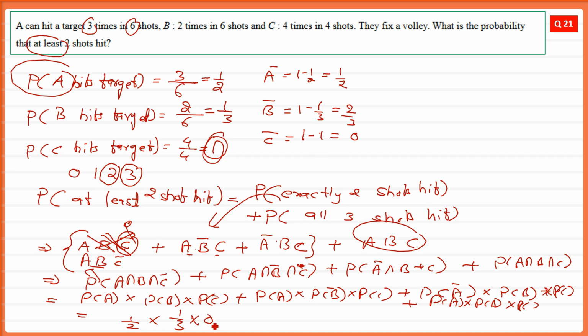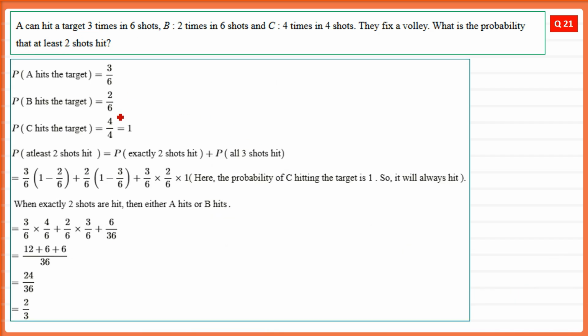That's why I was trying to cross that, but I would keep it. P(A) is 1 by 2, P(B') is 2 by 3, P(C) will be 1. Here P(A') is 1 by 2, P(B) is 1 by 3, and P(C) is 1. Now P(A) into P(B) into P(C), all these 3: 1 by 2 into 1 by 3, multiplied by 1. When you compute all of these, you'll get 2 by 3. So this is how this will be done.